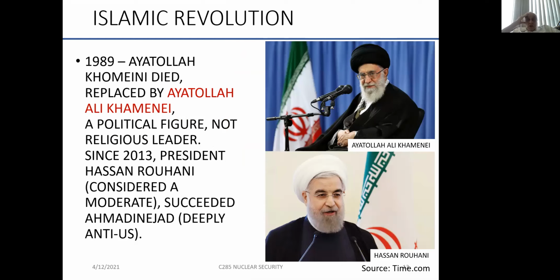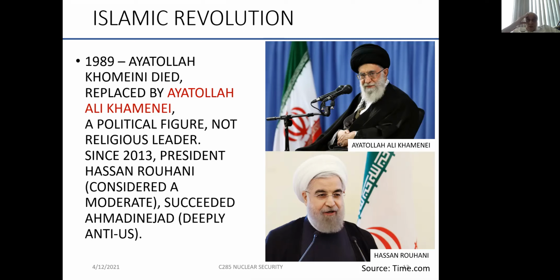In 1989, just a year after the end of the Iraq-Iran war, Khomeini died. And he was replaced by a new Ayatollah, Ayatollah Ali Khamenei, similar sounding name, but very different men. Khamenei was a political figure, not a religious leader, and a kind of cautious figure, anti-Western, anti-American, but without the charisma of Ayatollah Khomeini. And Ali Khamenei remains the head of state today, since 1989, though he's getting older now.